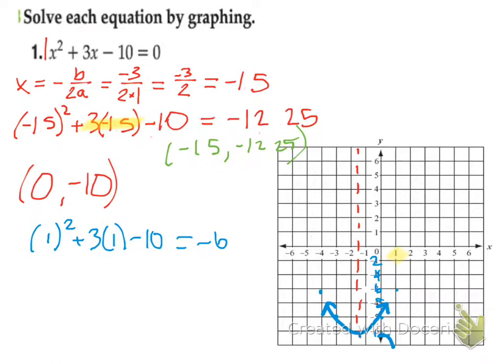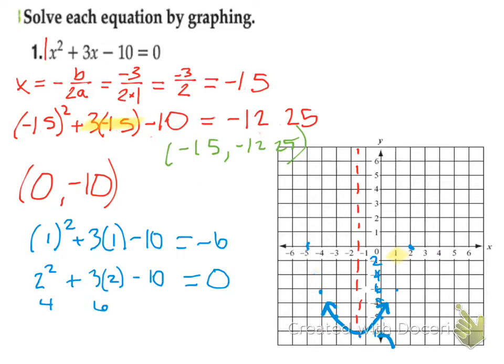Let's try 2 squared plus 3 times 2 minus 10. That's 4 plus 6 minus 10. That's 0. So I have found my x-intercept. It's at 2, 0. And I can reflect that to the other side. There's 1, 2, 3 and a half spaces. So half, 1, 2, 3 spaces. So I am finished now.